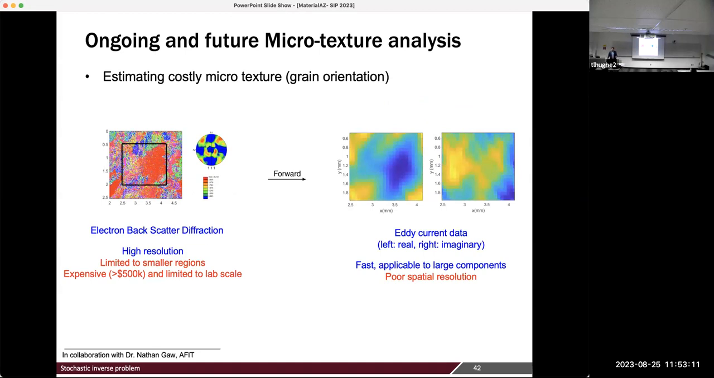So the question that they're asking is, can we use eddy current data to figure out the EBSD measurements? You can see here that they look kind of similar. You see this big grain here is matching this big chunk here, but the specificity is lost in eddy current data. So can we solve an inverse problem to figure out the exact grain boundaries and the grain orientations? So that's one problem.